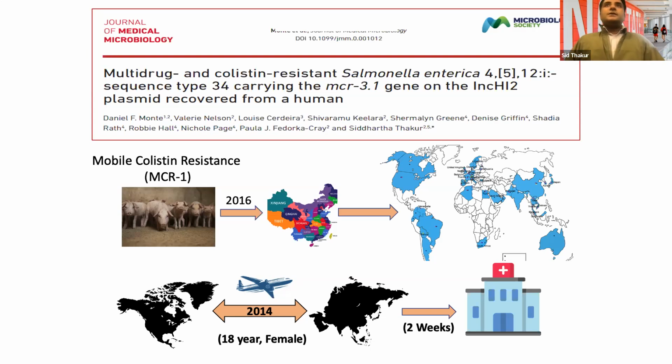The point is, even though it was first reported in 2016, this was already in the US in 2014 time period. Okay. And so that tells you that even if you find something later on, that doesn't mean that that's what's happening. This was already circulating in the US, and we don't know where all it went. But talking about connectivity with different parts of the world.